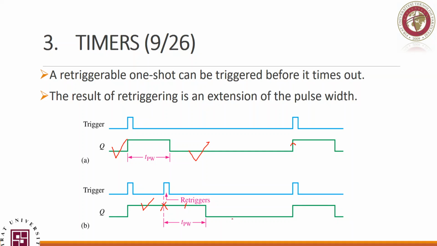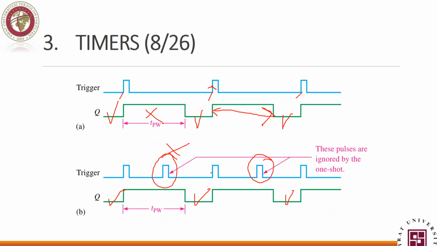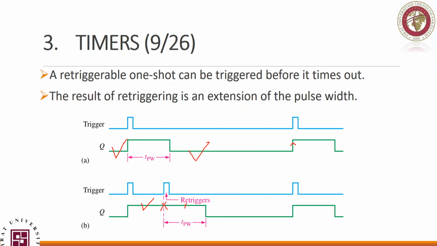Okay, this is the important part. This is the difference between these two. The non-retriggerable, nothing will happen, it will not be expanded. This one will be expanded. You will start recounting the duration of instability from the beginning of the next retriggering, even during the instability time.